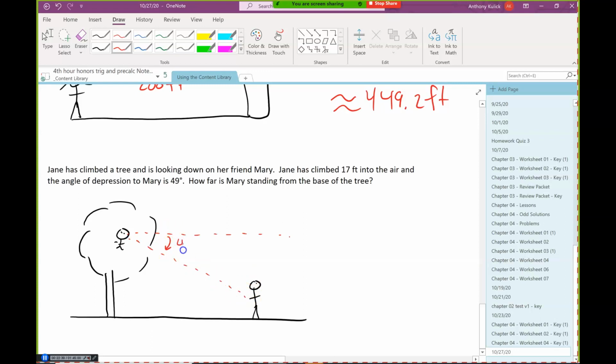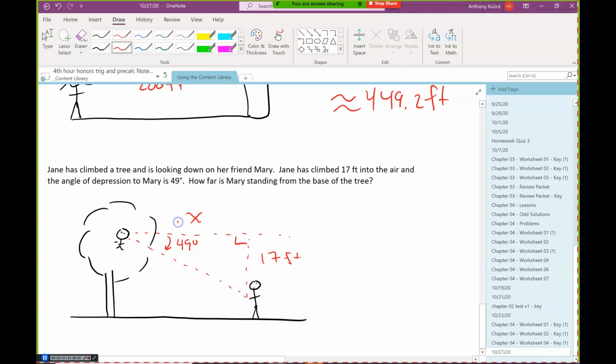And we know that people typically are going to be standing perpendicular to the ground, unless they have some odd situation, like one leg shorter than the other, or standing with one foot in a hole, or leaning at an angle. But we'll assume that Mary is not that. And we know that Jane is 17 feet up in the air, and we're looking for how far Mary is standing from the base of the tree.